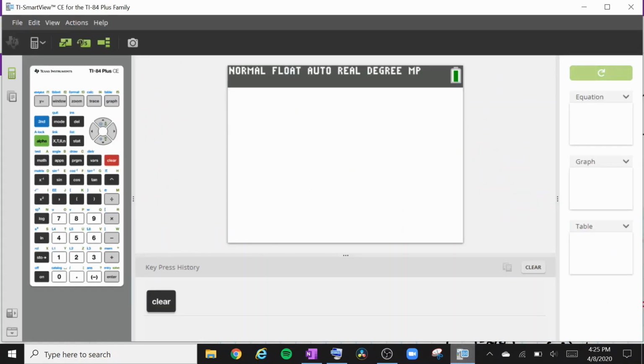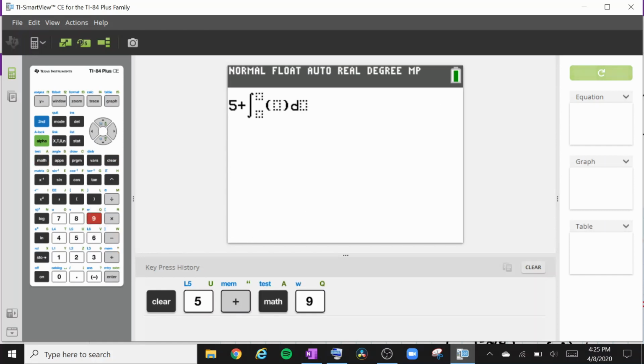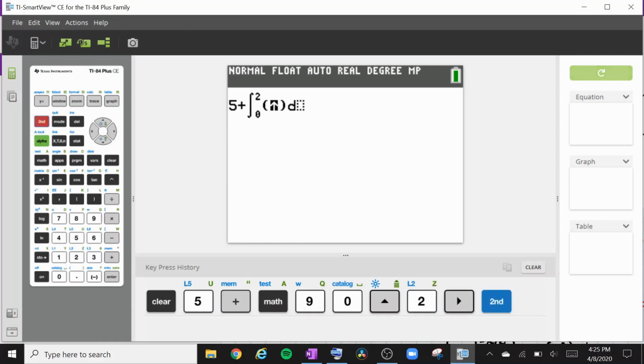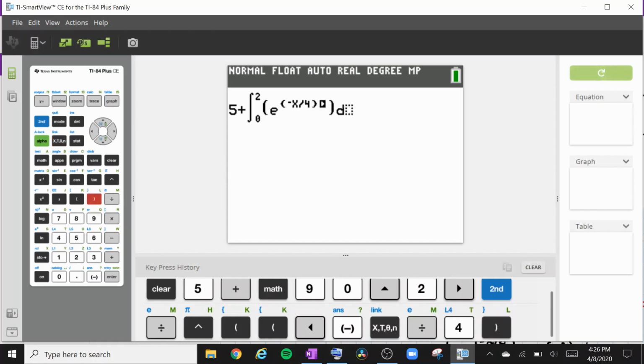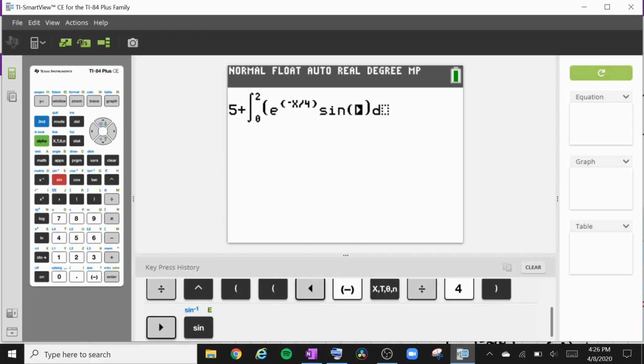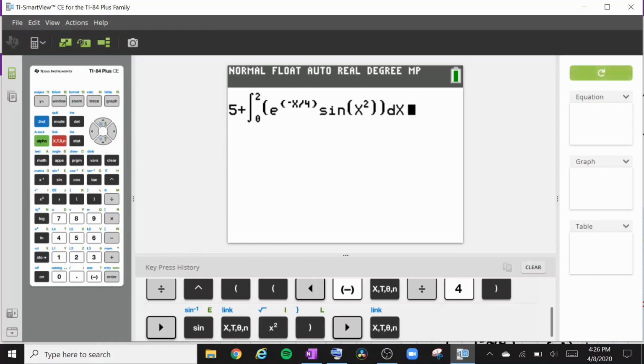So the y value of this function at x equals 2 is going to be 5 plus the integral from 0 to 2 of e raised to the negative x divided by 4 times sine of x squared dx. Okay, and this is going to be equal to the y value of our function.